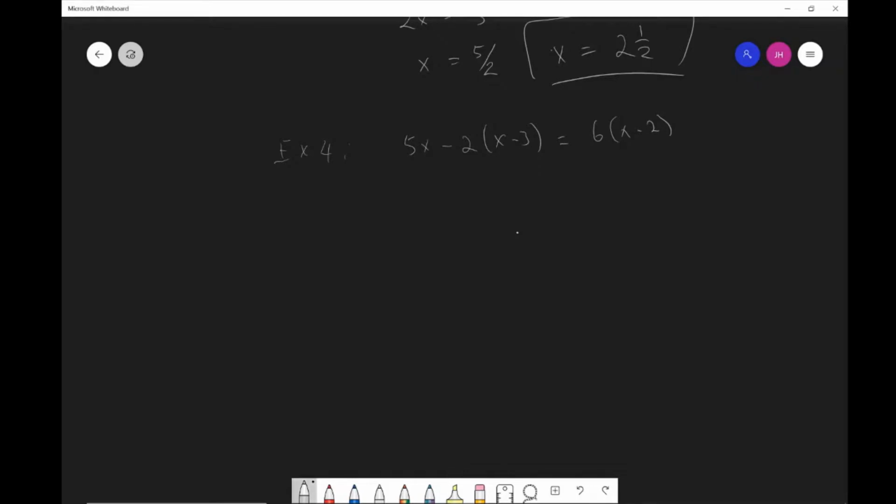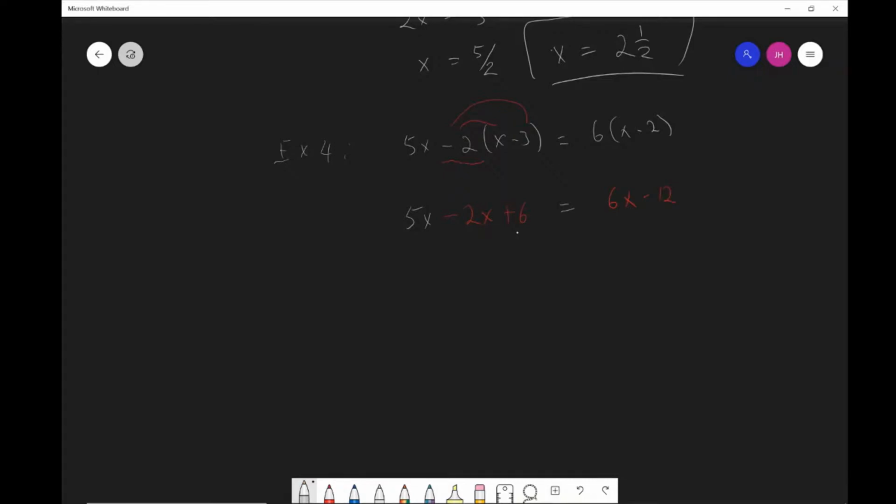Okay, so let's begin. Let's write the equation as it is, 5x, but at this point I should pause because there is a distributive property in here. So negative 2 times x gives me negative 2x, and then I have negative 2 times negative 3, that will give me positive 6. Okay, keep going, equal to another distributive property, 6 times x is 6x, 6 times minus 2 is minus 12.